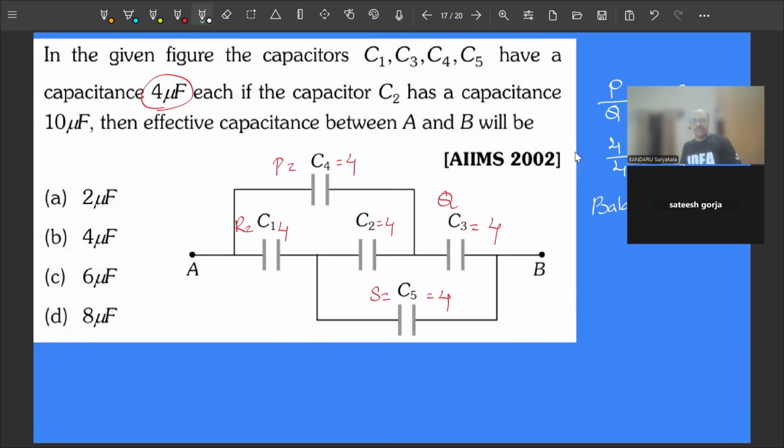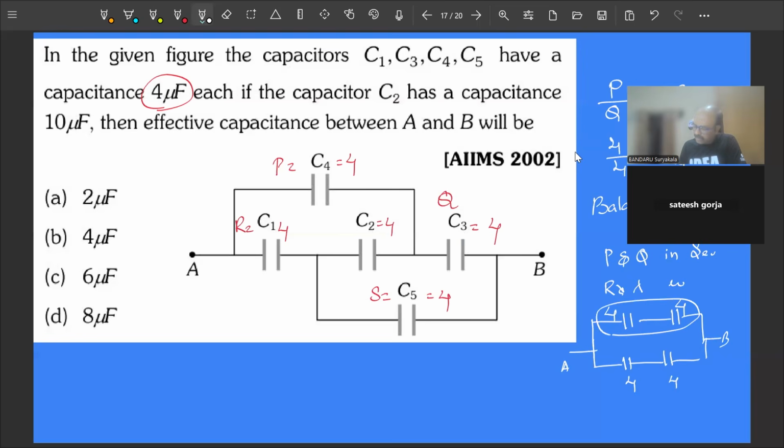Now in the balanced bridge, P and Q are in series, and R and S are in series. If you want the diagram, this is P, this is Q, this is R, this is S. This is given as 4, this is also 4, this is also 4. This is A, this is B. Two 4s connected in series become 2 microfarad. These two connected in series also become 2. Now the two 2s are connected in parallel, so it becomes 2 plus 2, which is 4.